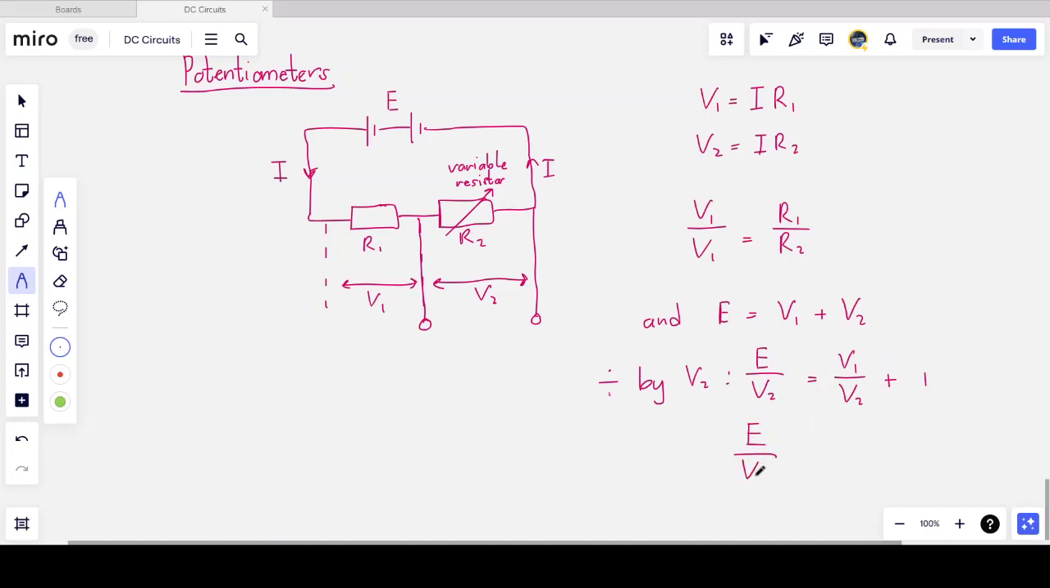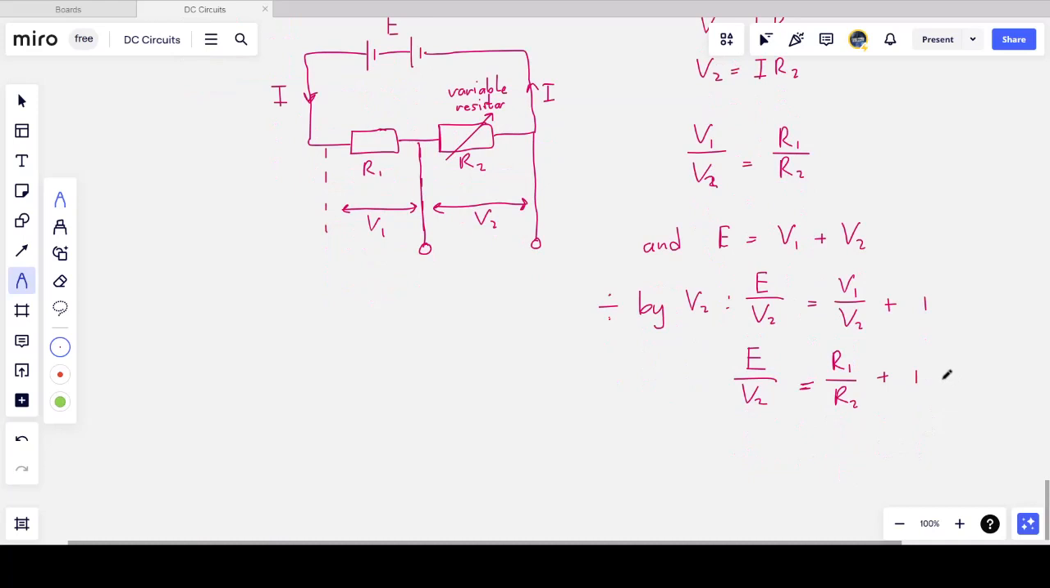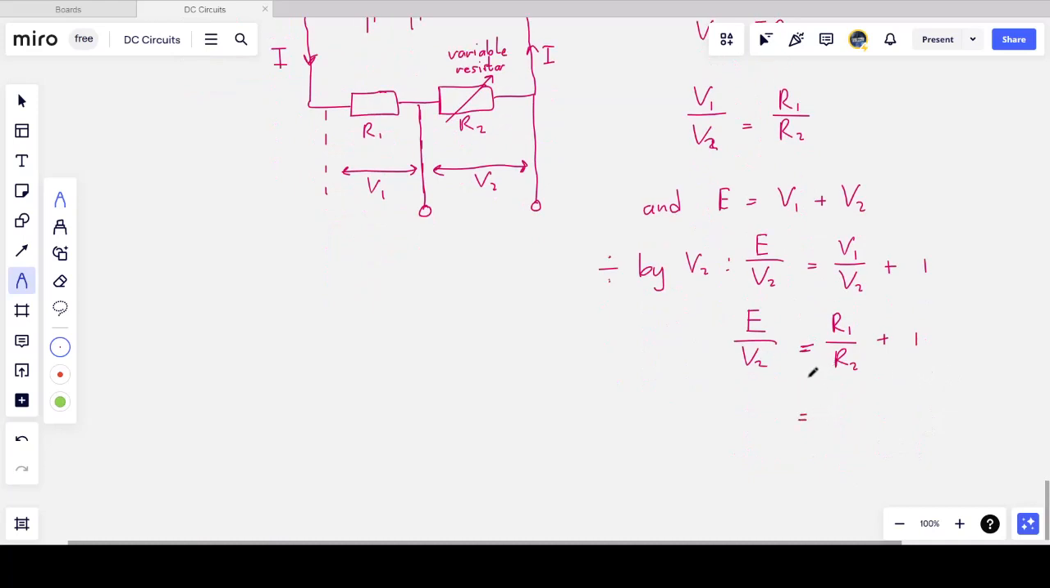E over V2 is equal to, now why would I divide by V2? Because I know that the ratio of voltages, V1 by V2, is R1 by R2. Aha, so all I did was replace the V's by R's, plus 1. And so what I get is E over V2 is equal to R1 plus R2 divided by R2. Okay, so I haven't done anything special here. I just played with mathematics and kind of went around in circles until I come to an equation that doesn't seem very impressive.